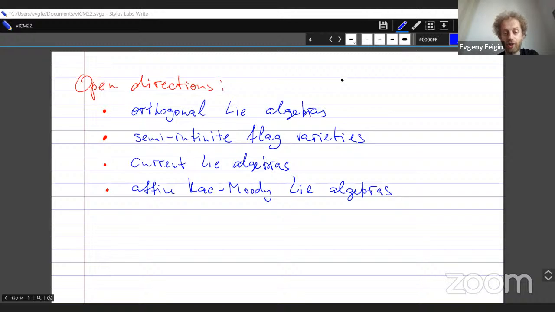And of course, there is the case of affine Kac-Moody Lie algebras and affine flag varieties. These are ind-varieties, and the corresponding representations are infinite dimensional. However, integrable representations of Kac-Moody Lie algebras are also well studied and very interesting, and it would be nice to obtain results in this direction as well.